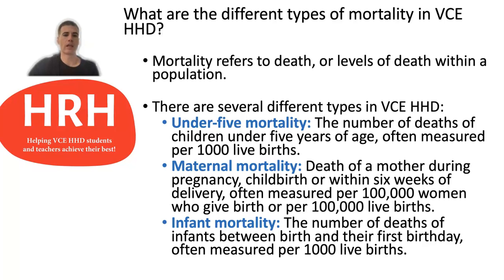And then finally, you've got infant mortality, the number of deaths of infants between birth and their first birthday, and that's often measured per 1,000 live births. These are all examples of health status indicators that are associated with mortality. So if there is a question in an assessment that asks you about something that can impact on health status, then you could reference these if they are relevant.